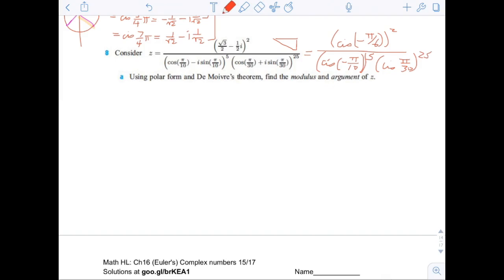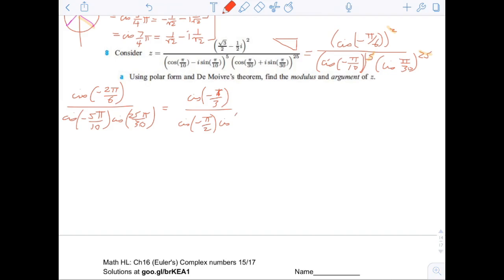Okay. Now does that look a little bit better? So all we need to do with these roots is to multiply them times what's inside. So the cis negative pi over 6 becomes cis negative 2 pi over 6, because we just multiply the inside by the 2. Then the cis negative pi over 10 becomes cis negative 5 pi over 10. And the cis pi over 30 to the 25th becomes cis 25 pi over 30. Okay, so the top becomes cis negative pi over 3. And the bottom becomes cis negative pi over 2, and then cis 5/6 pi.